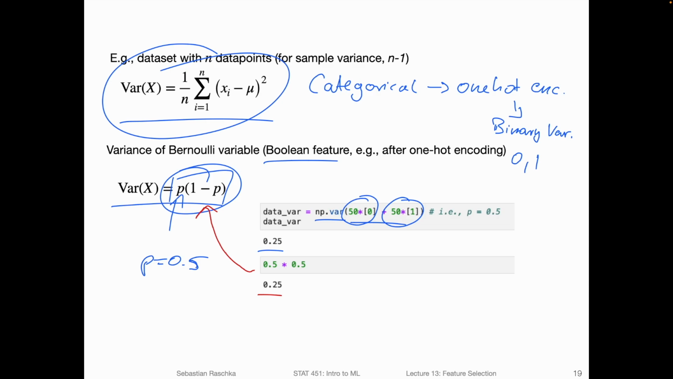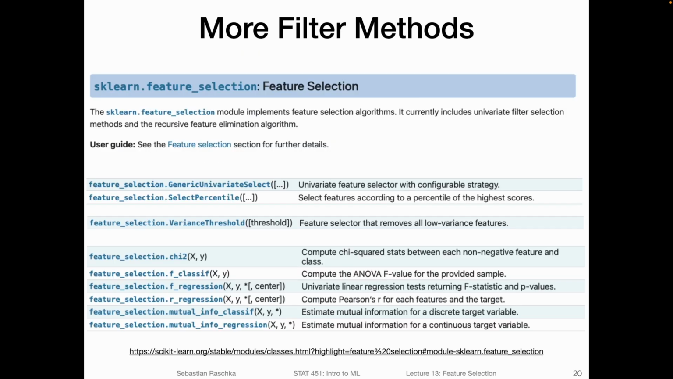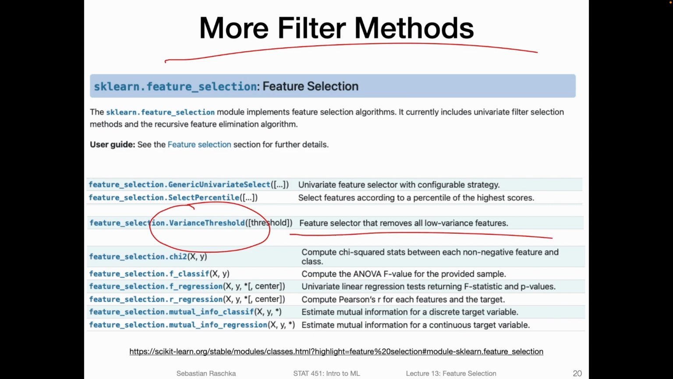So why is that useful? We can actually use that to come up with an intuitive threshold for selecting features based on a variance threshold. And I'm going to demonstrate how that works in a moment. Here, just as a small side note, there are several different filter-based methods in scikit-learn that allow us to perform filter-based feature selection. And in particular, we are going to look at the VarianceThreshold class here, which allows us to remove all features with a low variance.